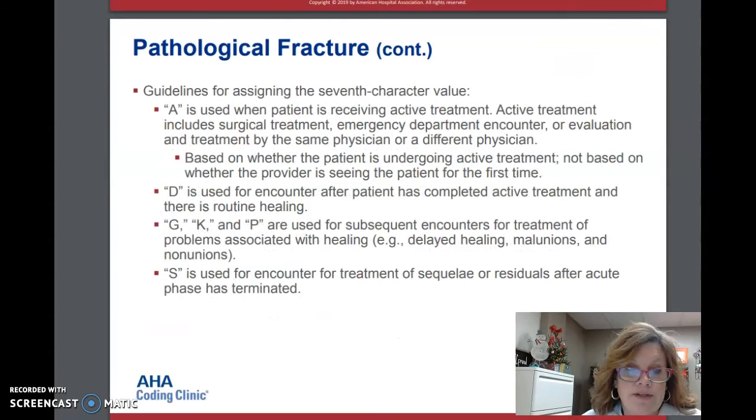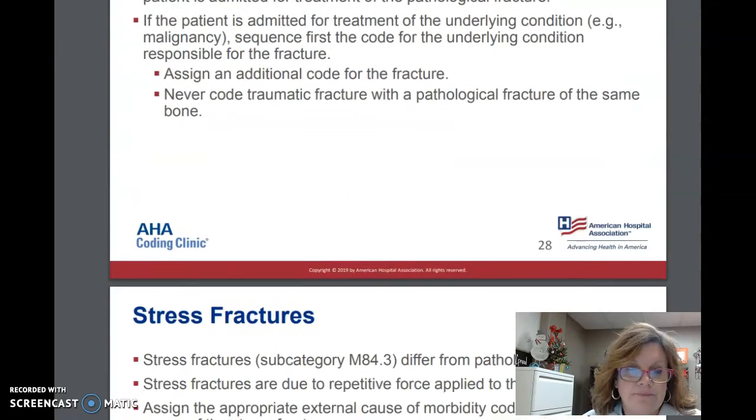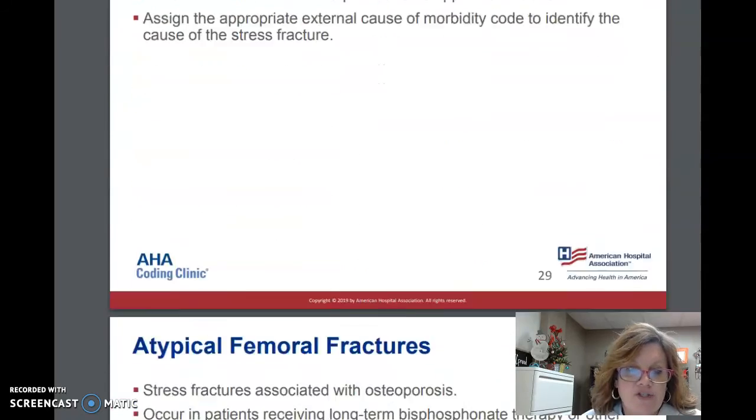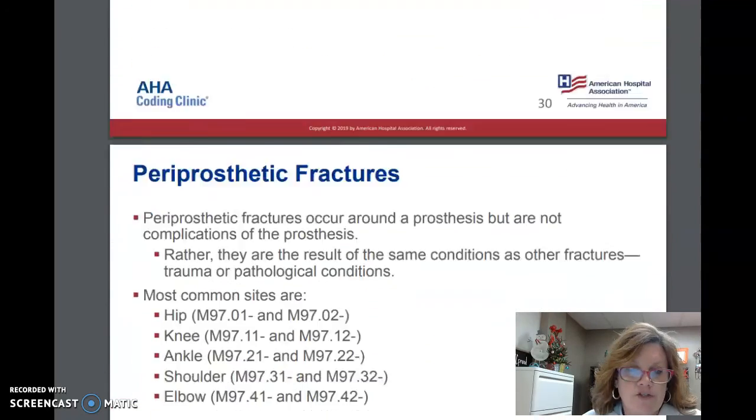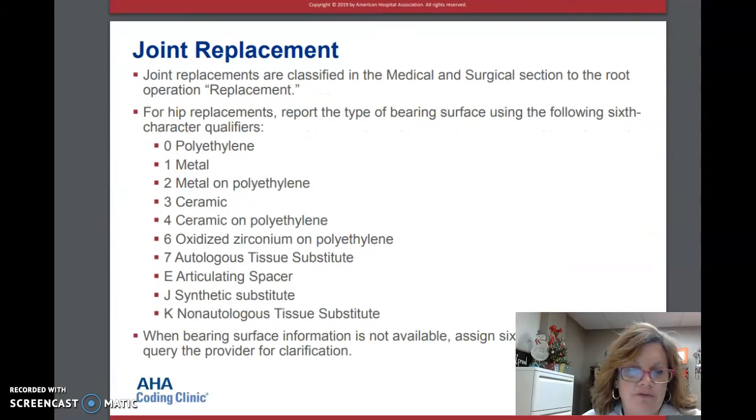And then you are also looking for the 7th character, initial, subsequent, routine, delayed healing, non-union, malunion. Okay, so with this, we have the 7th character. A is active treatment. D is after active treatment. G, K, P are used for subsequent. S is for, again, sequela. Stress fractures, we have femoral fractures. Again, this just talks about all of your fractures.